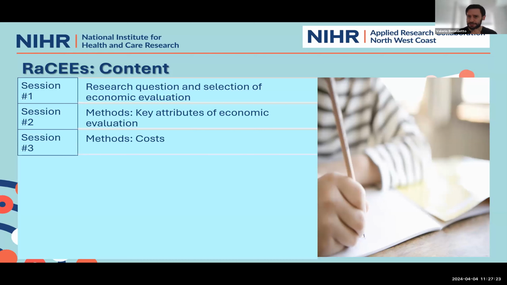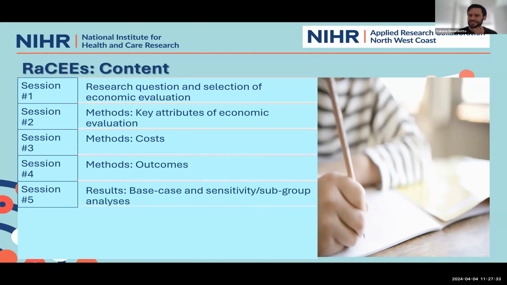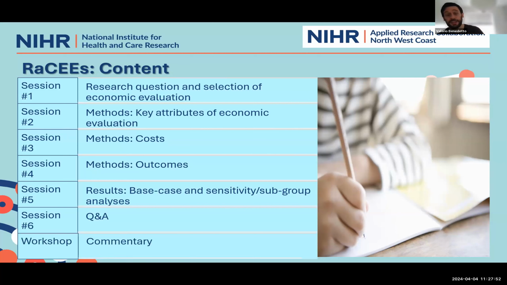Session 3 is about costs: how to read and interpret the costs information within a research article. The same for the outcomes, which we will cover in session 4. Then we will look at the analysis, the results section, and try to interpret the analysis and sensitivity analysis. Session 6 is optional. It's a Q&A session. Any questions that might arise, we can discuss together. And then the final bit is the workshop, which will take place in September as part of the wider ArcFest in Kendall.